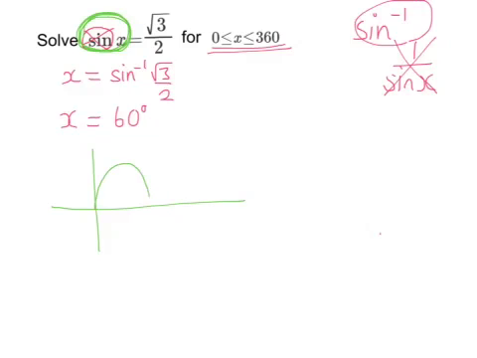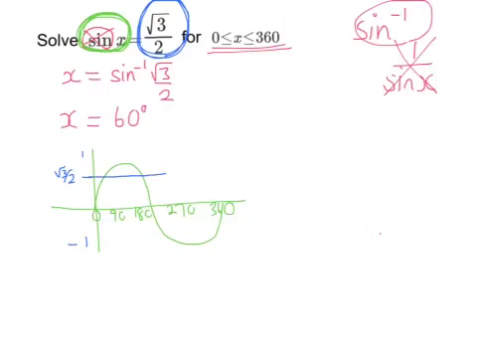So I'm going to graph sine x like so. 0, 90, 180, 270, 360. And then what I've got here on the right of my graph is the graph of √3/2. So y equals √3/2. Now √3/2 is roughly about there. It's a bit less than 1. It goes between 1 and -1, doesn't it, the graph? And so that is the graph y equals root 3 over 2.